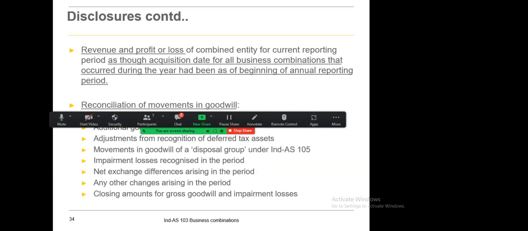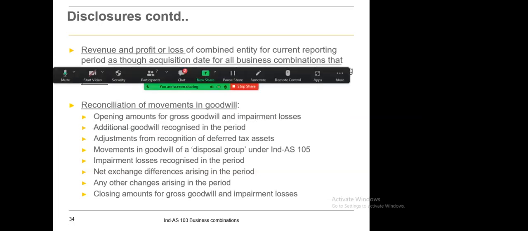You need to do the reconciliation for the goodwill, that is, the opening amount of gross goodwill and the impairment losses, if any. Additional goodwill recognized in the current period, adjustment from recognition of DTA, movement in goodwill of a disposal group, impairment losses recognized in the period, net exchange differences arising, any other changes in the period, and the closing amount for gross goodwill and impairment losses. So this is how you need to show a walk of your goodwill, or I would say the reconciliation of your goodwill.